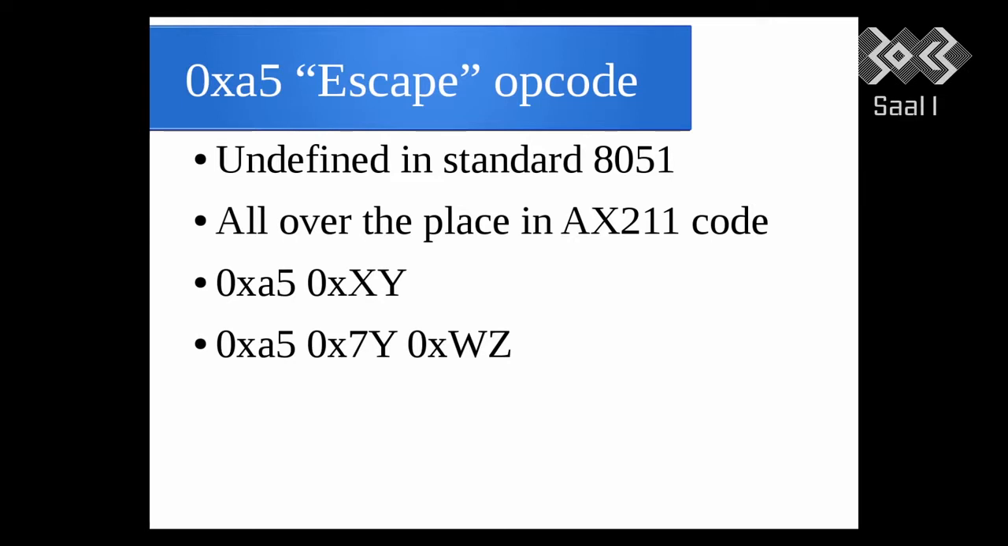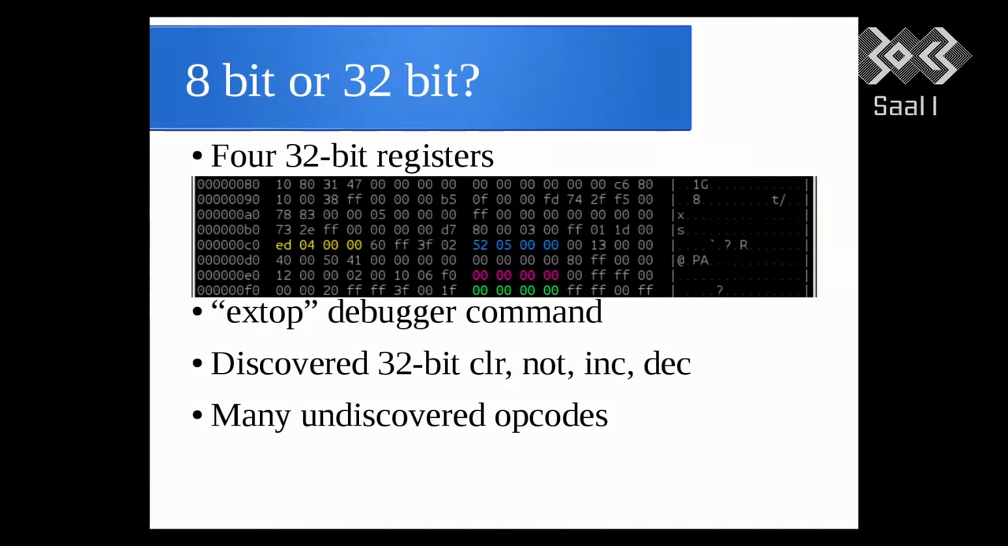Which brings us to the question, what is this chip? Is it 8-bit or is it 32-bit? We found that these 4 registers are 32 bits. We wrote an xdop debugger command that we can use to send random arbitrary A5 instructions. And we discovered, at the very least, we found 32-bit clear, not increment and decrement instructions, which when you're writing a CRC16 engine in software on an 8-bit CPU are really useful to have. But there's a whole huge opcode space that we never actually looked into. So now I'm going to turn it back over to Bunny, who's going to talk about the AX215.